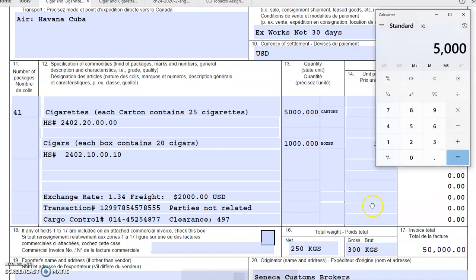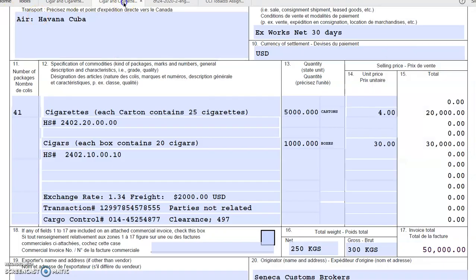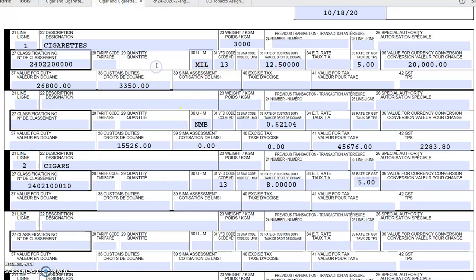We've got 5,000 cartons of cigarettes, and each carton contains 25 cigarettes. So we multiply that by 25. We have 125,000 cigarettes. So we put 125. That says 1,000, but that is just a decimal. It's 125.000. That's 125,000. All right. The rate of customs duty is 12.5.